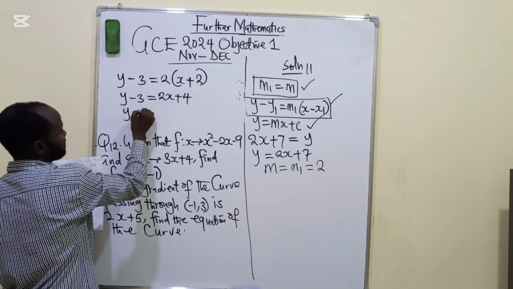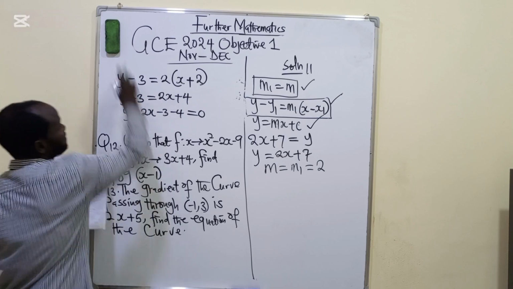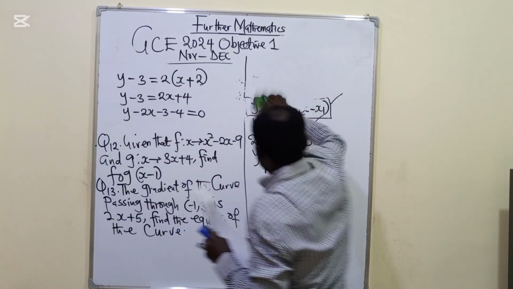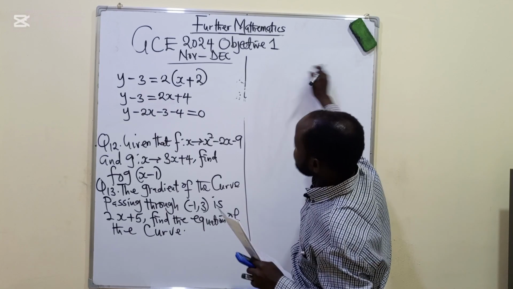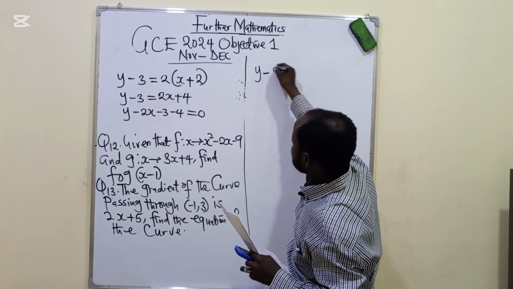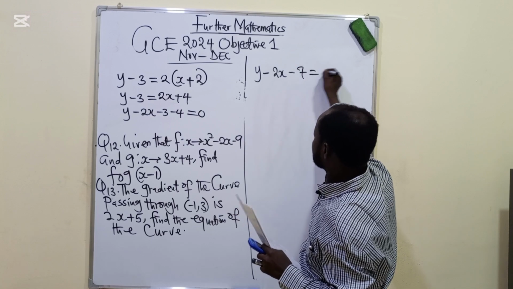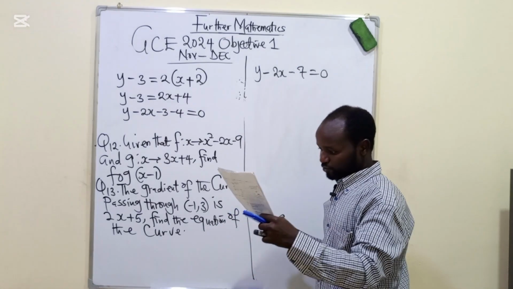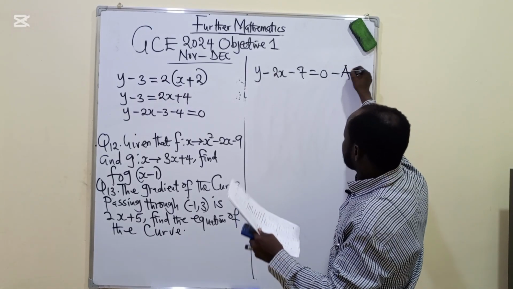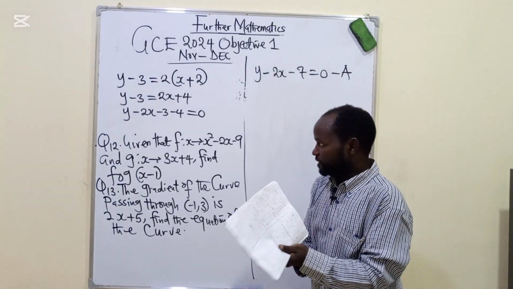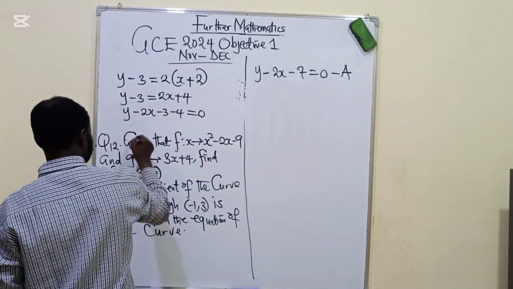This will be y minus 2x minus 3 minus 4 equals 0. Finally, the equation of the line now will be y minus 2x minus 3 minus 4, that will be minus 7, equals 0. And the correct option here is option A. Option A. We are through with question 11. Let's move to question 12.